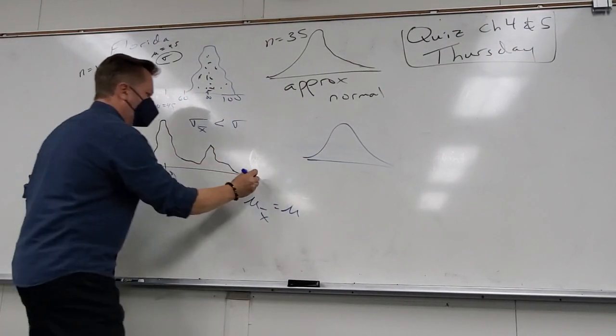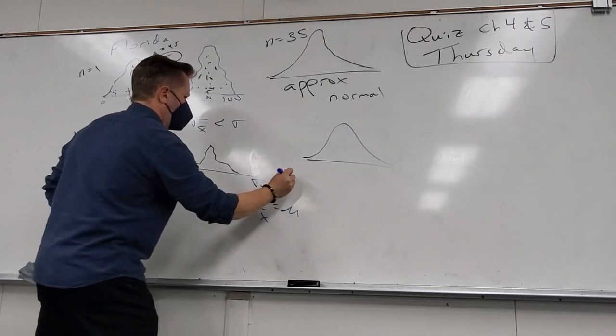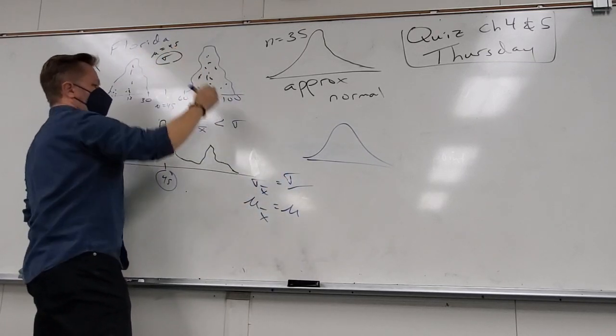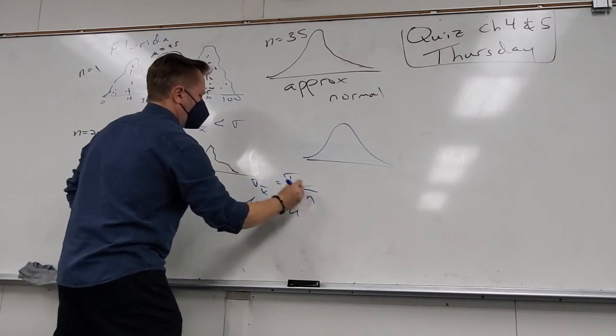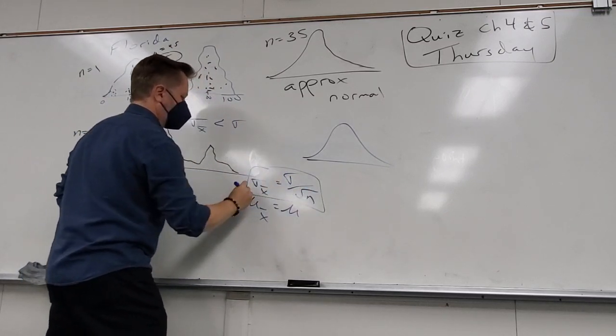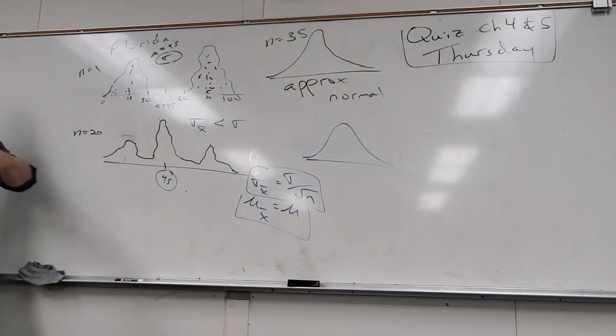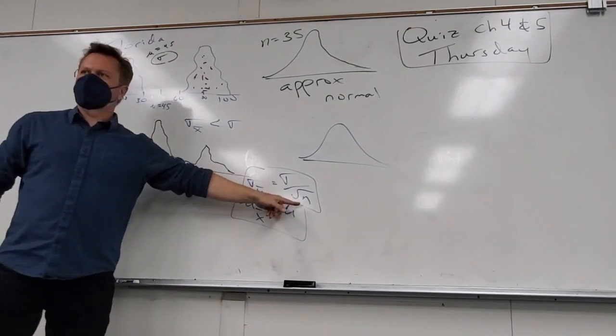The standard deviation, here's the formula for it, is the original standard deviation divided by the square root of n. So do you see how as n gets bigger, isn't this thing going to get smaller and smaller and smaller?